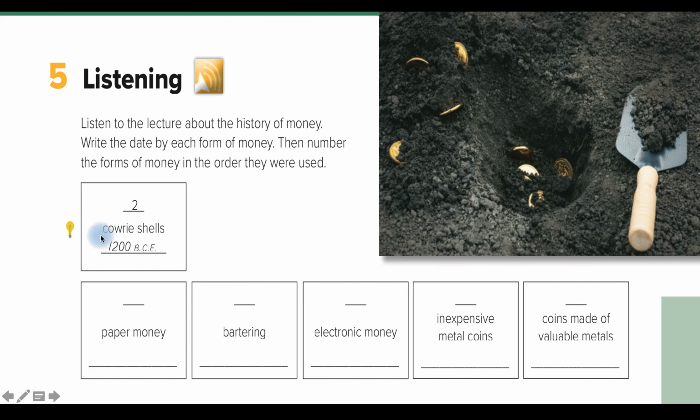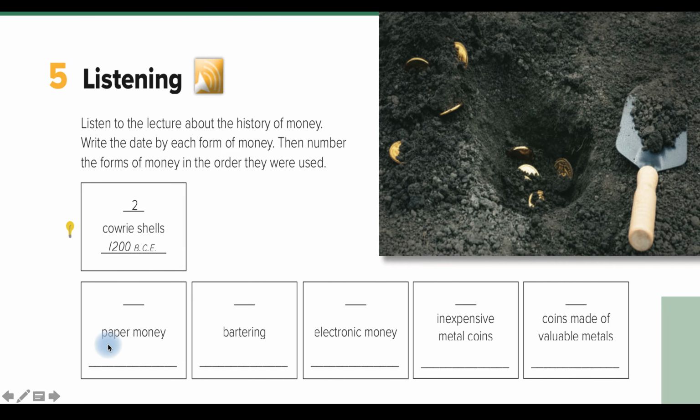Let me just explain to you. So we have here the cowrie shells, and it seems that this one has been answered, so that one is the second one that appeared, or that was used, and it appeared in the year 1200s or 1200 BCE, which is before common era, or before Christ.